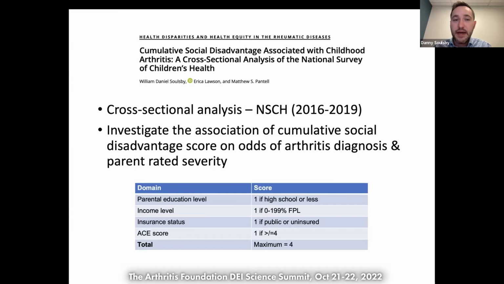So just as a brief background, I want to highlight this work. This was a cross-sectional analysis of the National Survey of Children's Health from the years 2016 to 2019. If you're not familiar, the National Survey of Children's Health is a nationally representative survey that's given to better understand the physical, emotional, and social health of children ages 0 to 17 all across the United States. It's administered through the US Census Bureau and HRSA every year.